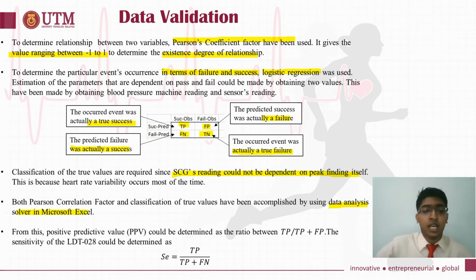Both Pearson correlation factor and logistic regression have been computed using the data analysis solver in Microsoft Excel. PPV, positive predictive value, has been determined from the ratio between true positive and the summation of true positive and false positive. For the sensitivity of the sensor used, the ratio has been determined between true positive and the summation of true positive and false negative.